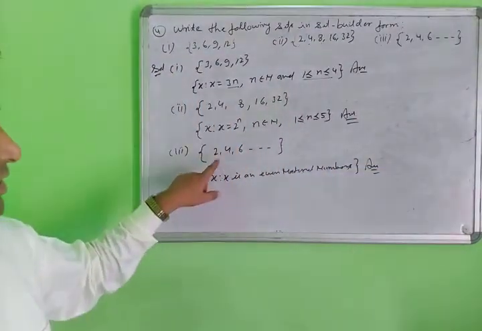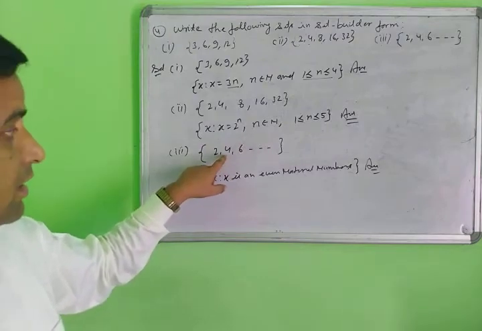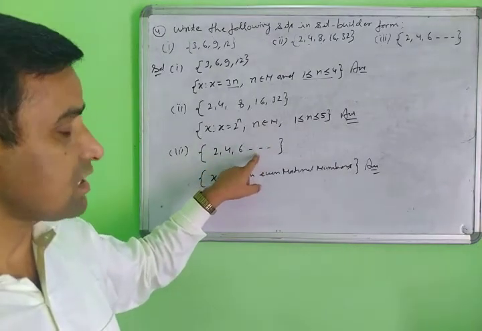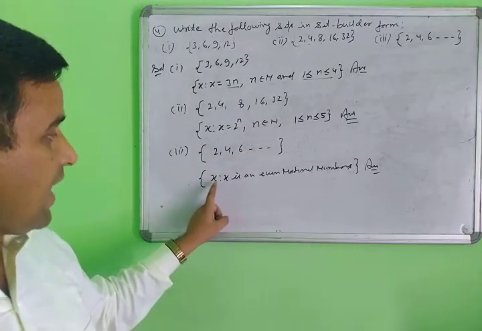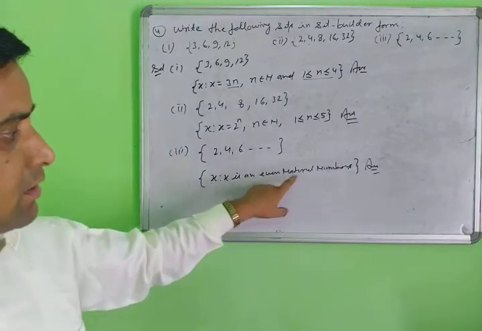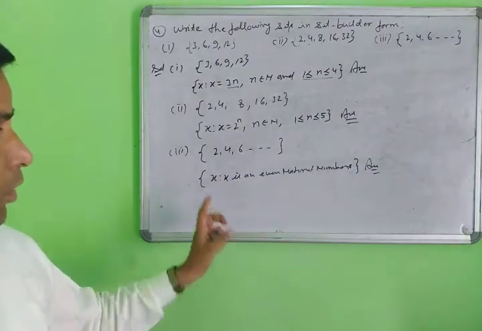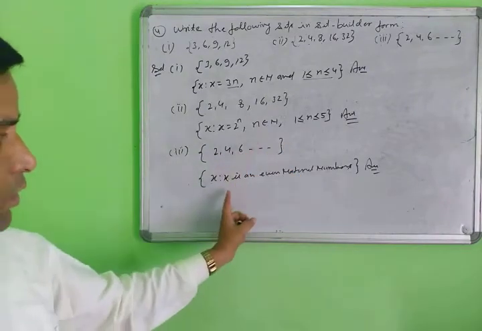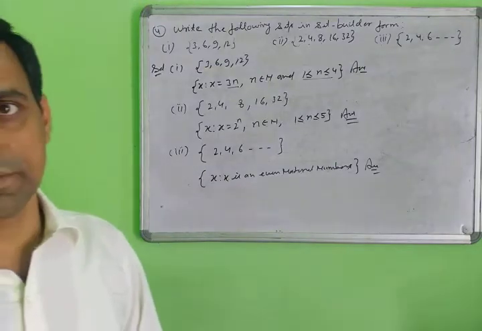Understand? Suppose you write the indefinite form, meaning the number is not fixed, then the limit is not required. In this question, you write the simple form: x such that x is an even natural number. It means all even natural numbers, not all natural numbers. Yes, note it down. Then the next question starts.